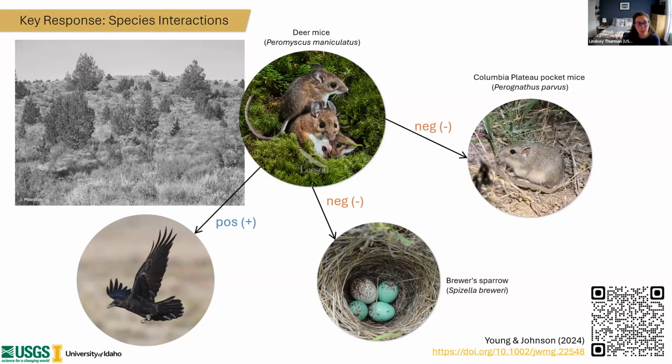In the discussion in the paper, they discussed how increasing deer mice populations can have negative impacts for Brewer's sparrow because they're a nest predator, but can have positive effects for other generalist species like common ravens. And so you can imagine as common ravens start to increase in abundance, then you can have even more interactions cascading through the web there. So it's just one of many ways by which we can have these direct and indirect effects on species.